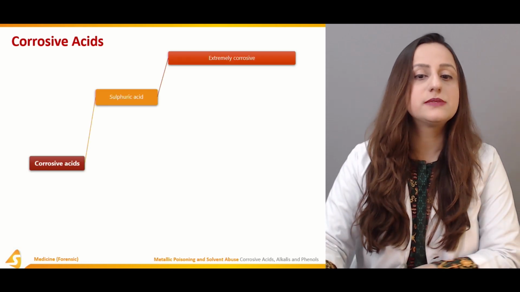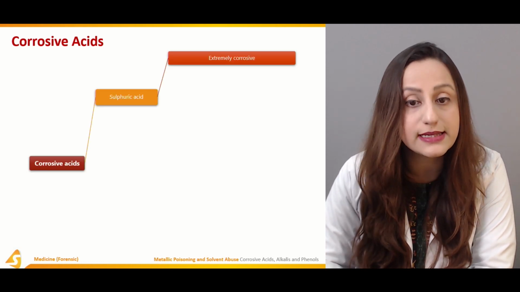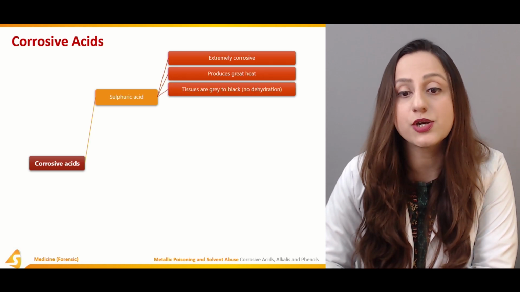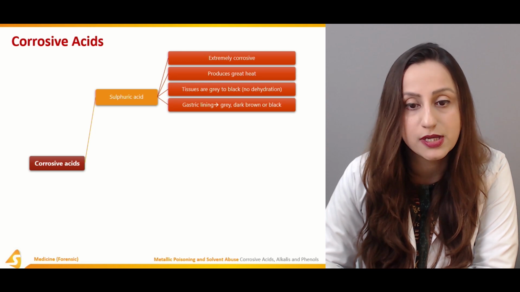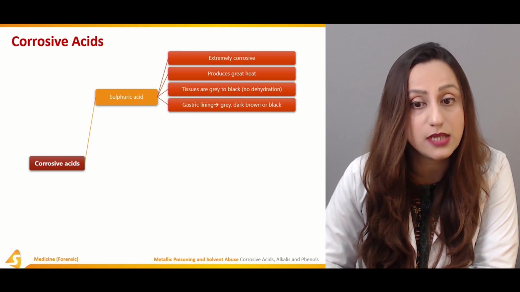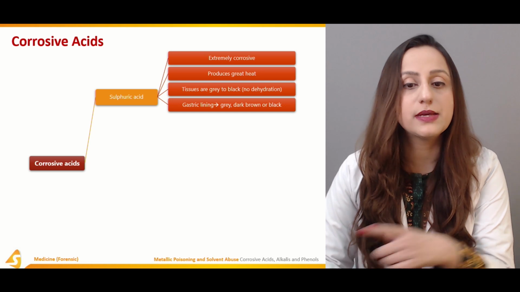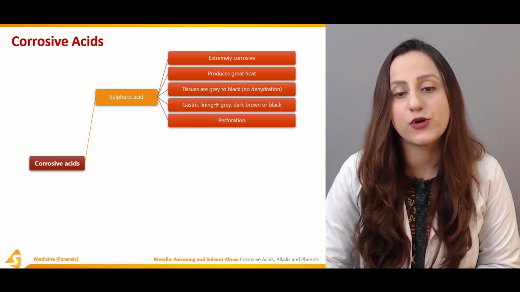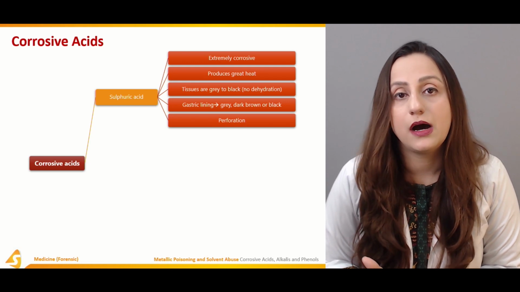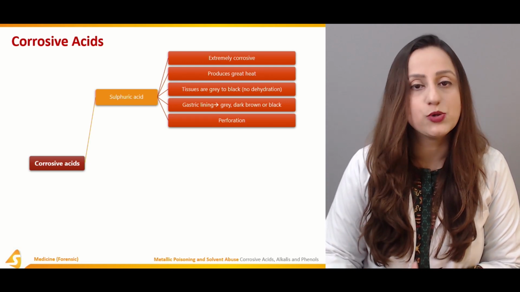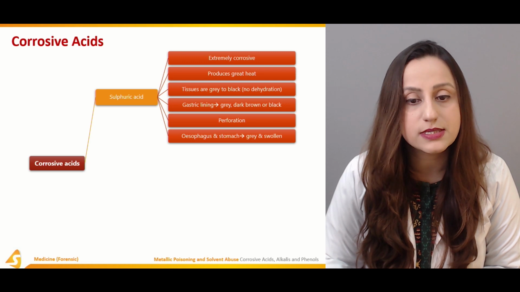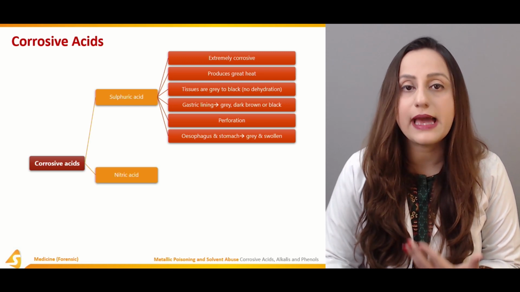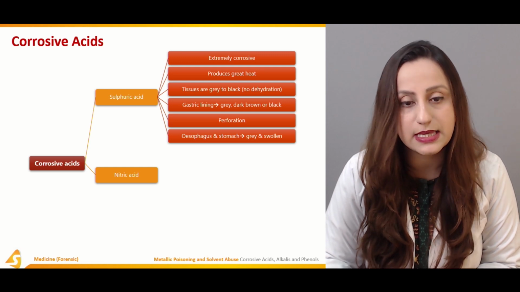Now the corrosive acids include sulfuric acid, which is extremely corrosive and produces great heat, and the tissues are gray to black with no dehydration. The gastric lining is gray, dark brown or black. These are the findings that you will observe in such a case of corrosive poisoning. Perforation is seen in the gastric mucosa or in the esophagus. The esophagus and stomach are gray and swollen. Even the glottis and the epiglottis are inflamed in these cases.